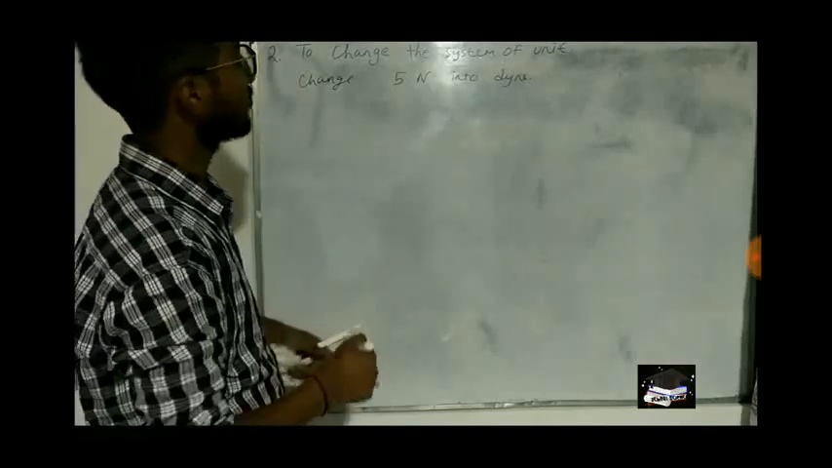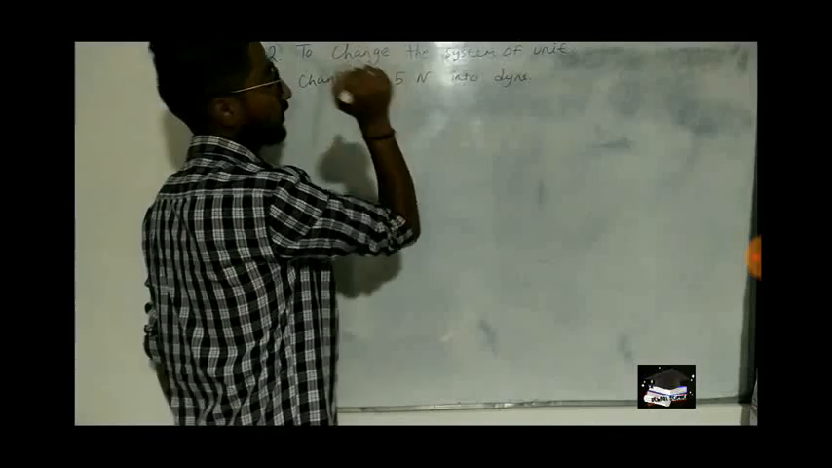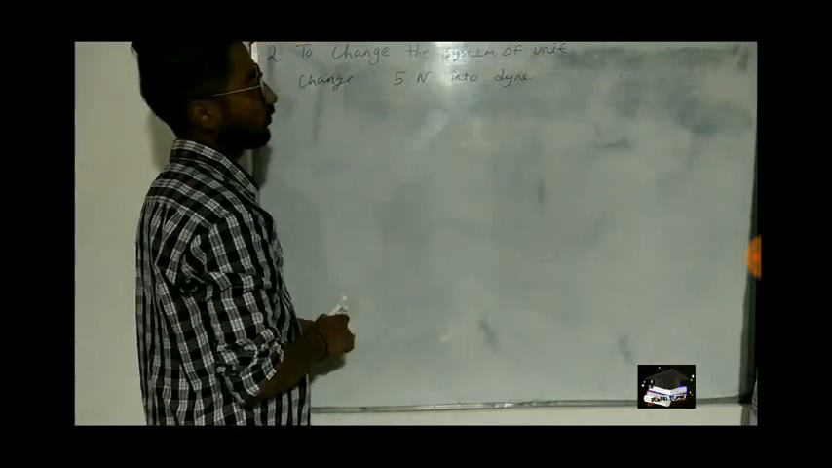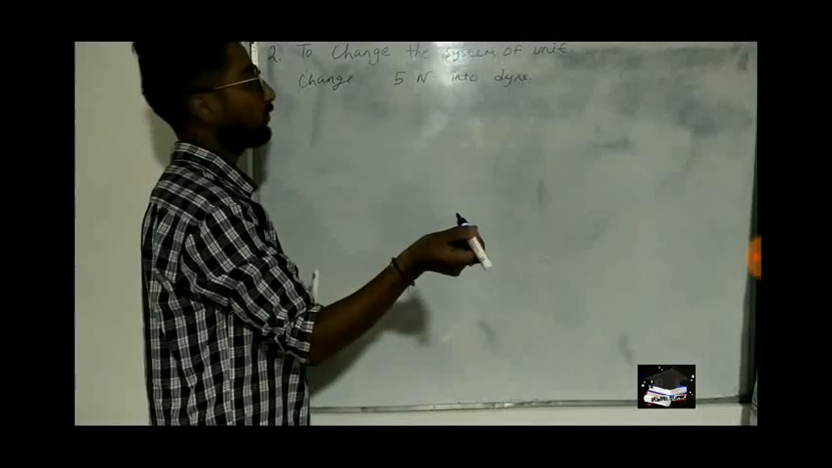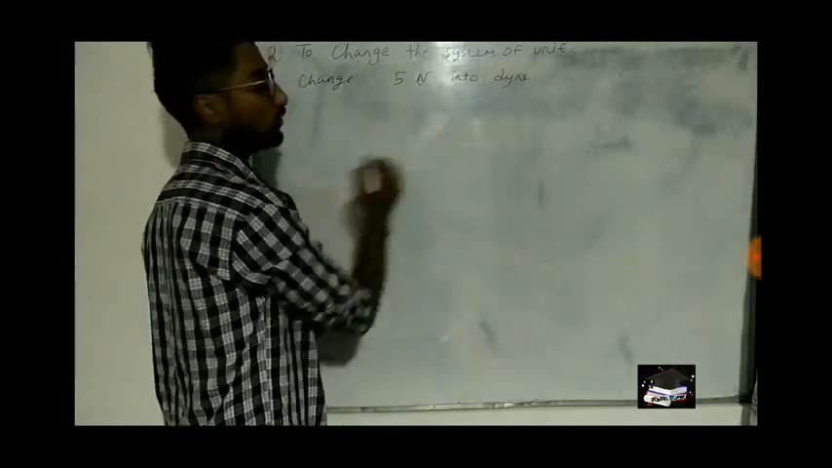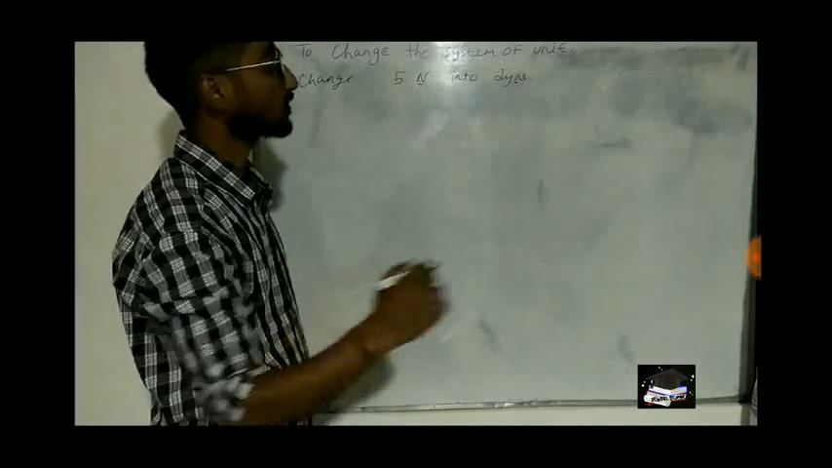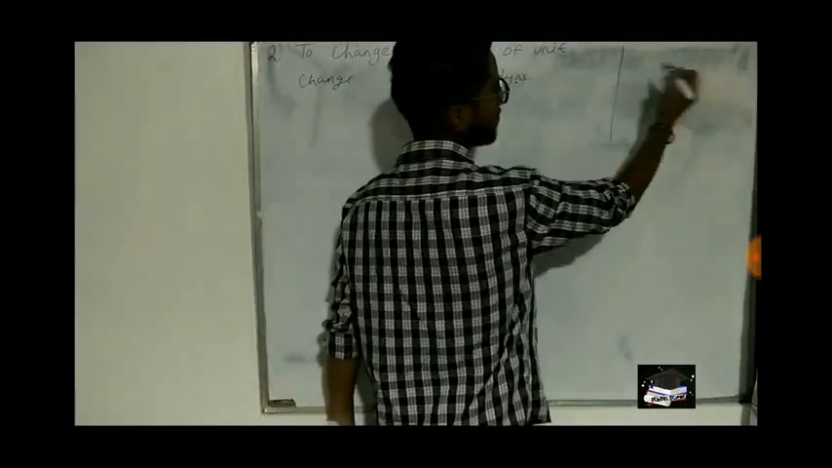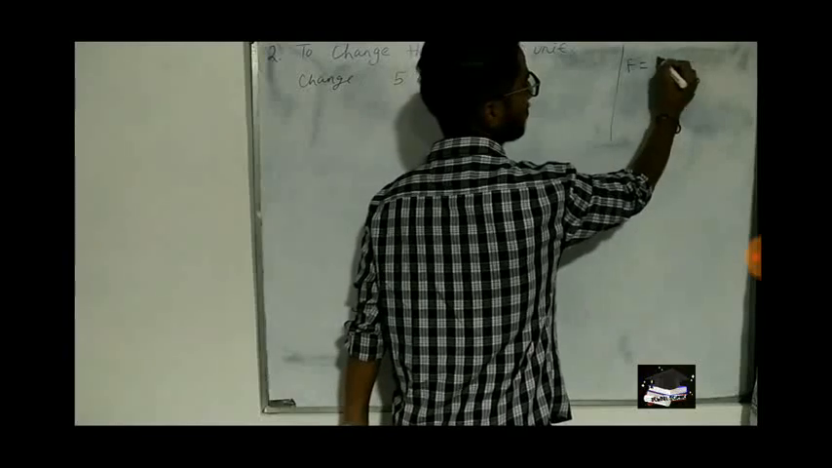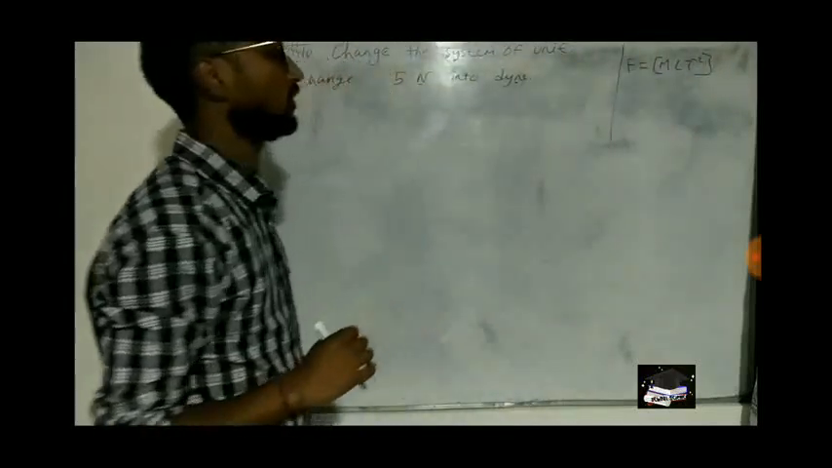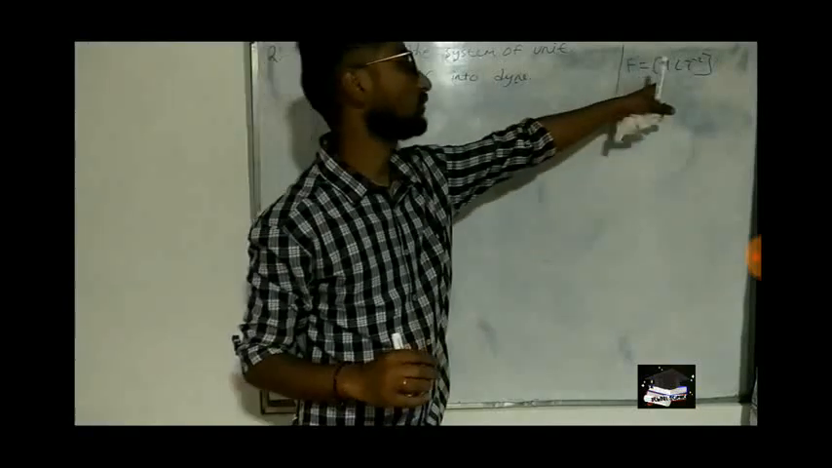So to do this problem, we have to understand what we are dealing with. We are dealing with force. How do we know? Newton is a unit of force, dyne is a unit of force. Okay, we are dealing with force. So let us write down the dimension of force. Force equals M L T to the power minus 2, mass into acceleration. So this is the dimension of force we have.